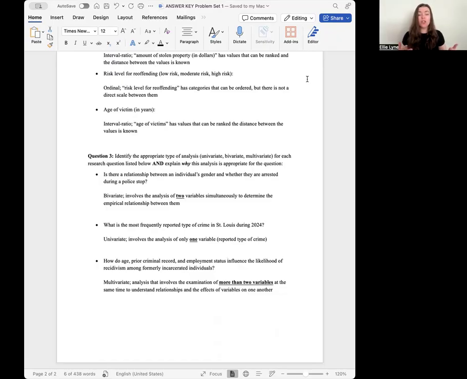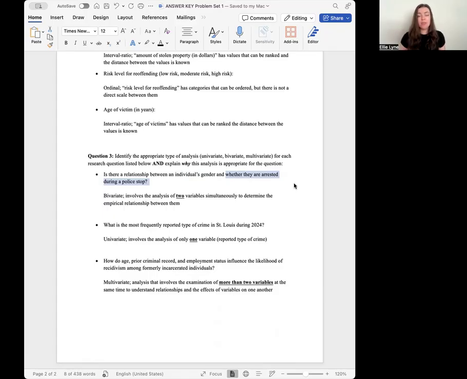And so to determine what type of analysis would be appropriate here, essentially what we have to do is identify the number of variables that we are working with. So let's take a look at this example. Is there a relationship between an individual's gender? So we have one here, and whether they are arrested during a police stop. And so I see 2 variables listed here.